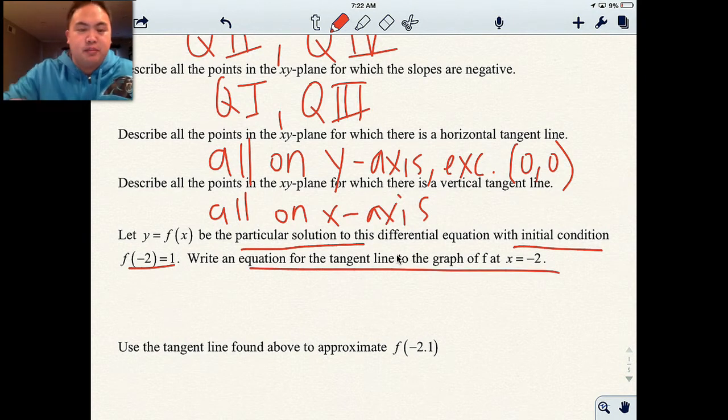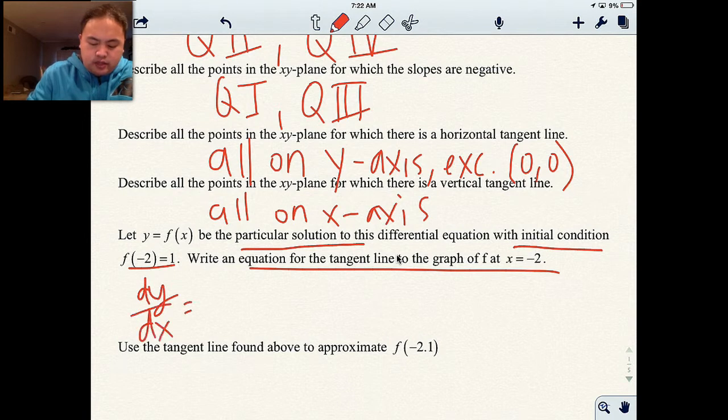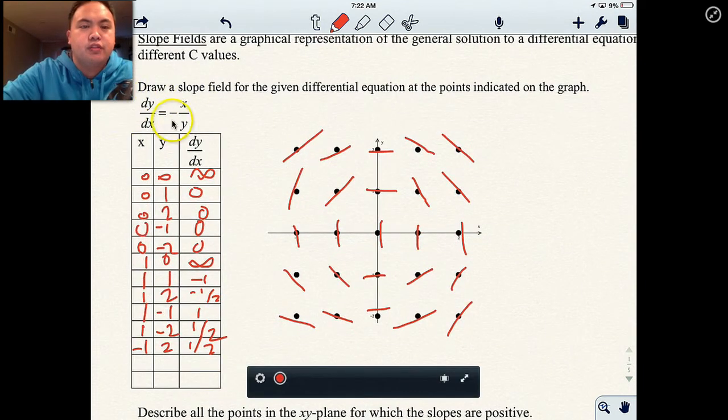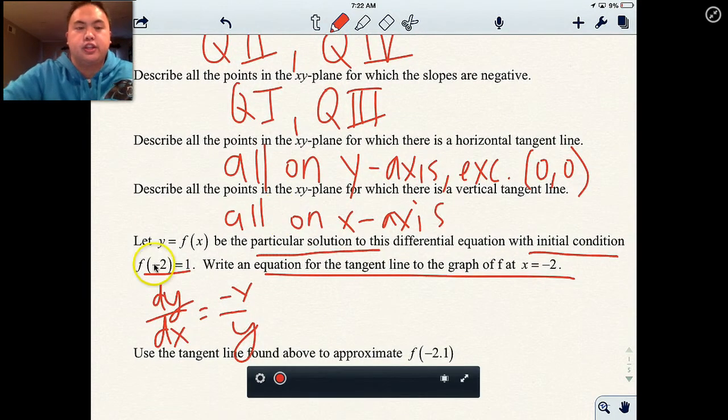Alright, so this is something you've done before. Again, I have dy/dx, which is given to me, equals negative x over y. And if you forgot where we got that from, again, it's right here. They give us the differential equation up here. This one, I'm just learning how to graph it, so I graphed it. But now they want to know what the particular solution is if I have this initial condition.